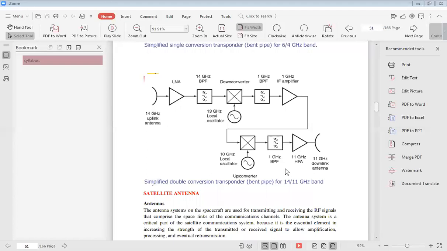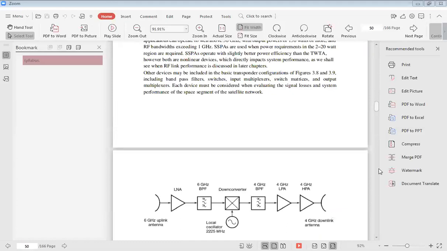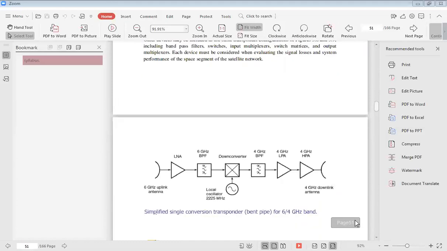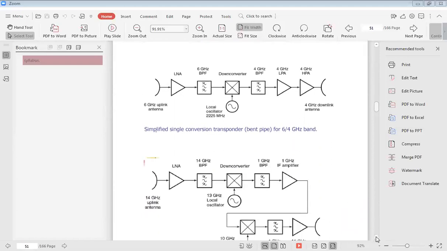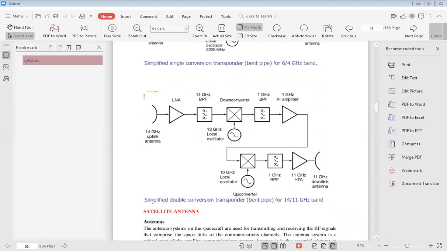So two types of questions may come. One is technical: draw the block diagram of the transponder for 6 to 4 gigahertz. Then you have to draw the first one, where 6 gigahertz is the uplink frequency and 4 gigahertz is the downlink frequency. And the next one is 14 gigahertz as the uplink frequency and 11 gigahertz as the downlink frequency. These are the two types of conversion technique in the transponder.